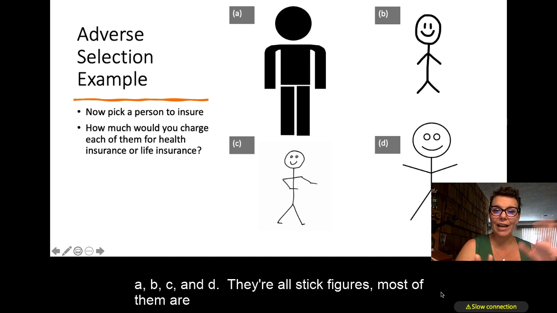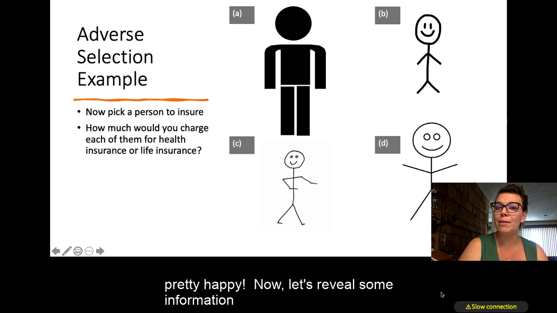Have you got yours picked? We've got A, B, C, and D. They're all stick figures. Most of them are pretty happy. So now let's reveal some information.